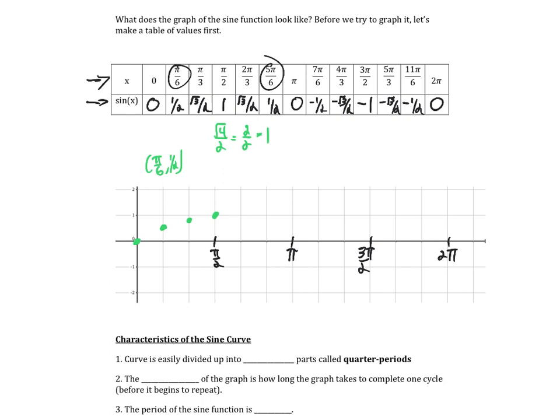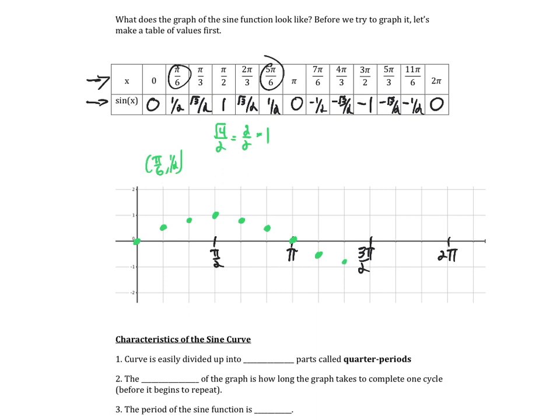Let's keep going. 2 pi over 3, that would be this box here. It should be at the same height as the point at pi over 3. 5 pi over 6 is 1/2, and then pi is 0. So it kind of looks like a little hill there. Let's keep on going. 7 pi over 6 is negative 1/2. 4 pi over 3 is negative root 3 over 2. It's going to be a little bit greater than negative 1, less negative, for the same reason that root 3 over 2 is a little bit less than 1.